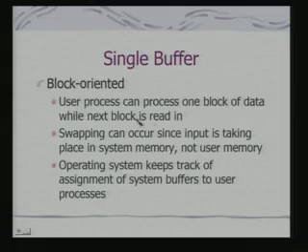This is block oriented, so the user can process one block of data while the next block is being read, because the moment one block is allocated and given, the OS can schedule another block. Swapping can occur since input is taking place in system memory and not user memory. An operating system keeps track of assignment of system buffers to user processes. That is how exactly the page table modification is done.